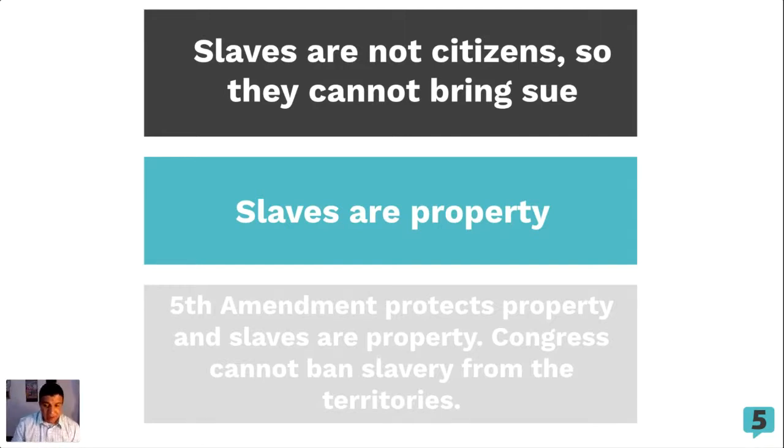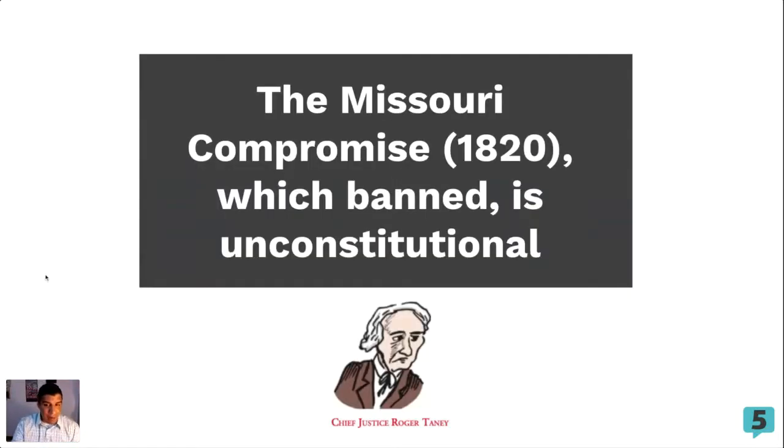And the Fifth Amendment protects property. So you're actually the property of your slave owner, and the government can't take away your property. So the Missouri Compromise of 1820, which banned slavery, is unconstitutional.